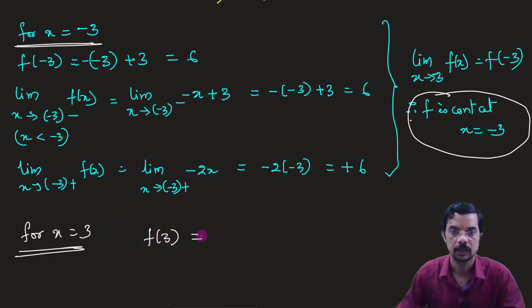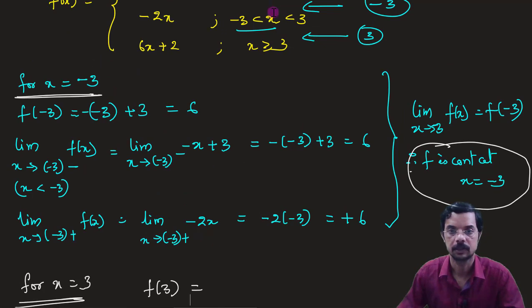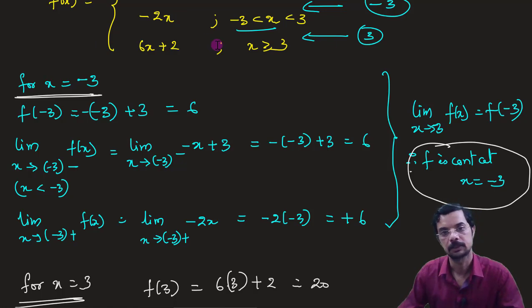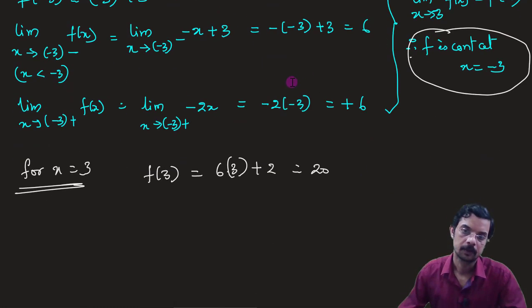f of 3 is defined as, look at the function, when x equal to 3, it is defined as 6x plus 2. 6 into 3 plus 2, and that is equal to 20. Okay. Now we shall check the left hand limit and right hand limit. Left hand limit is defined as minus 2x and right hand limit is defined as 6x plus 2.